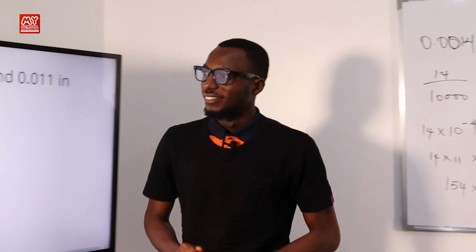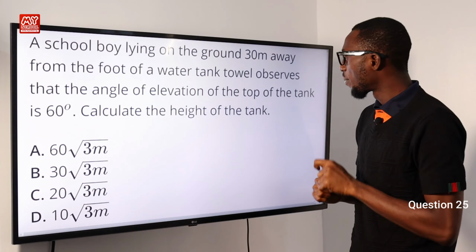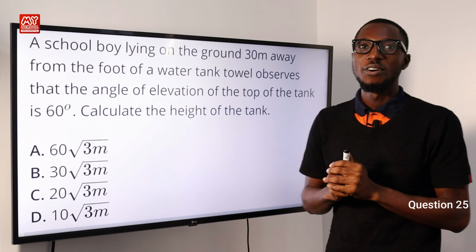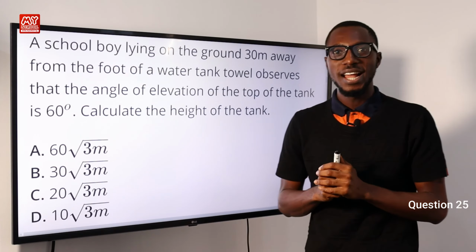Question 25. A schoolboy lying on the ground 30 meters away from the foot of a water tank tower observes that the angle of elevation of the top of the tank is 60 degrees. Calculate the height of the tank. So it is advisable that we first represent this question in a diagrammatic form. So we are told about a schoolboy lying on the ground, 30 meters away from the foot of a water tank tower. Okay, this is 30 meters.